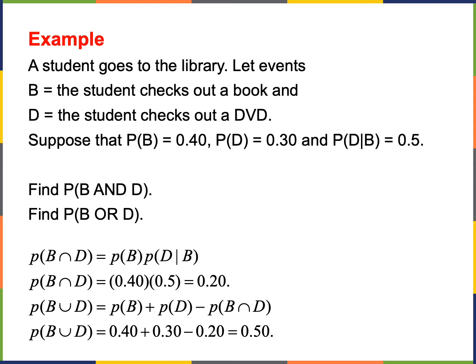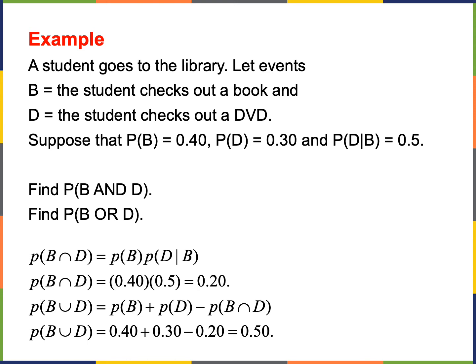Okay, suppose that the probability of B occurring is 40% or 0.4 in decimals. The probability of the student checking out a DVD is 30% or 0.3. And the conditional probability of D given B is 0.5. So let's say we wanted to find the probability of the intersection, and we wanted to find the probability of the union, so and or. And this is an and right here. Remember, and is the upside down one, and or is the union, the U.